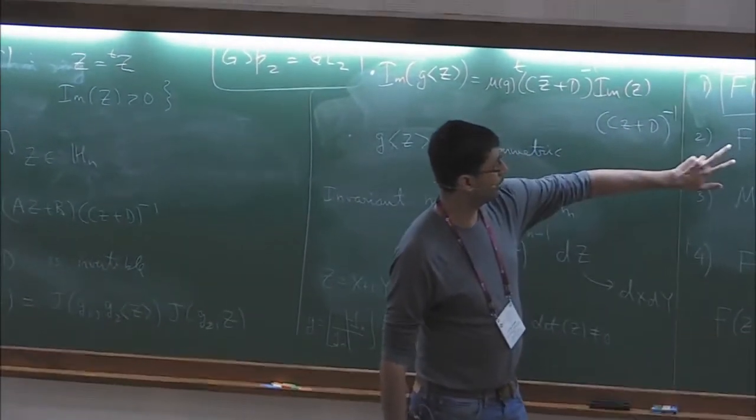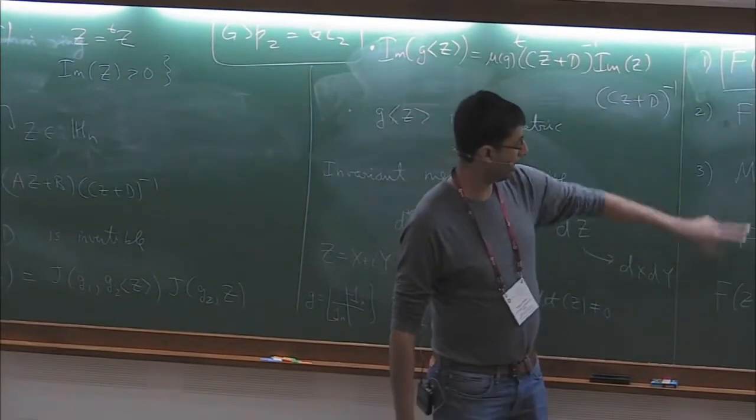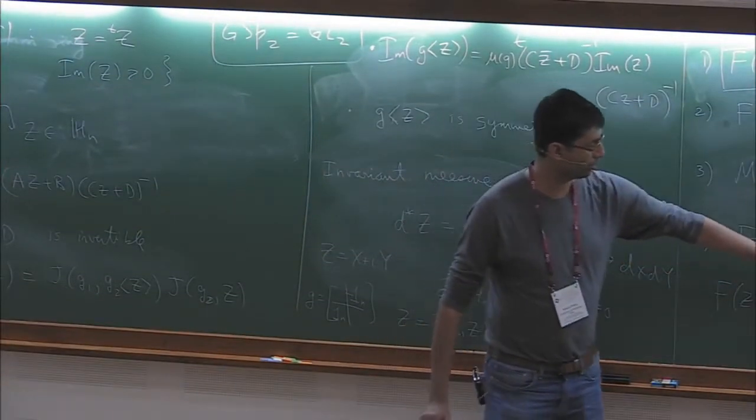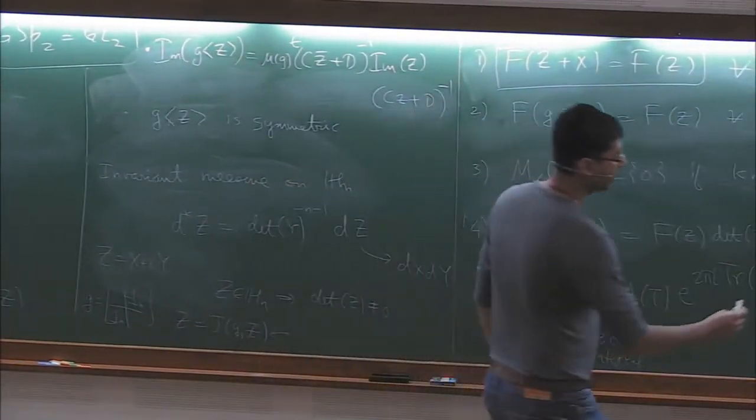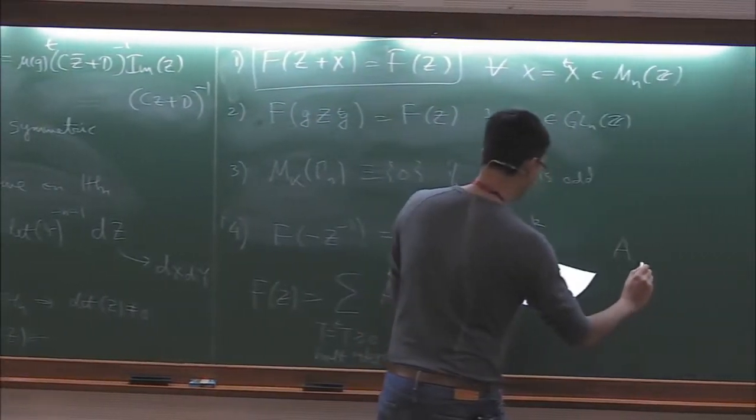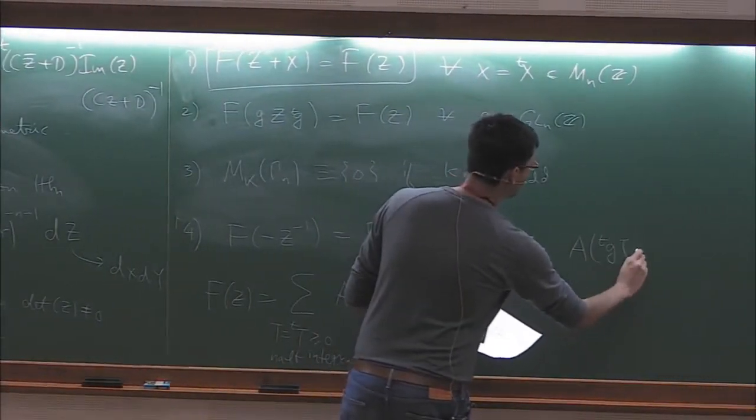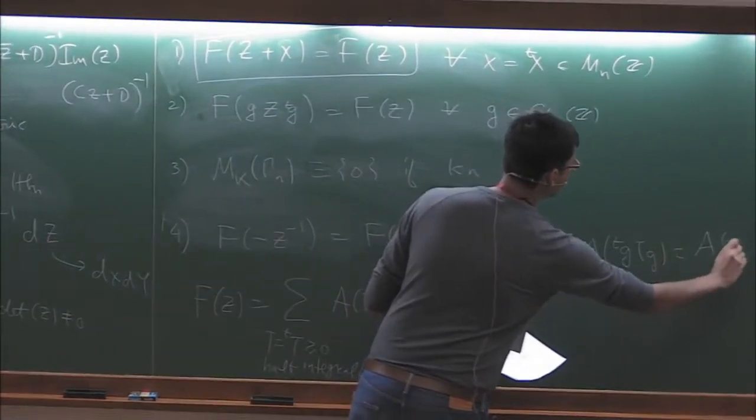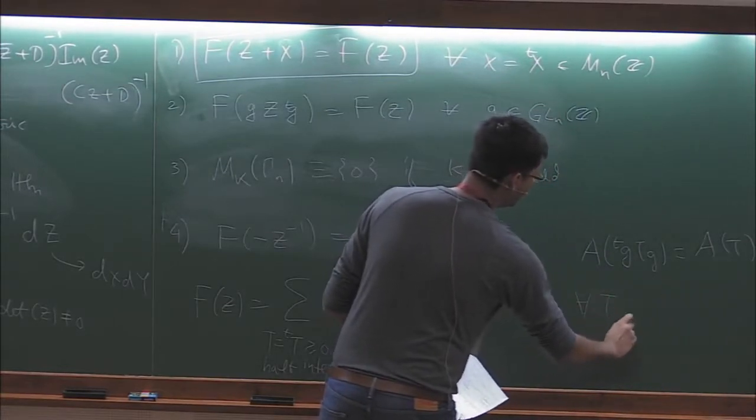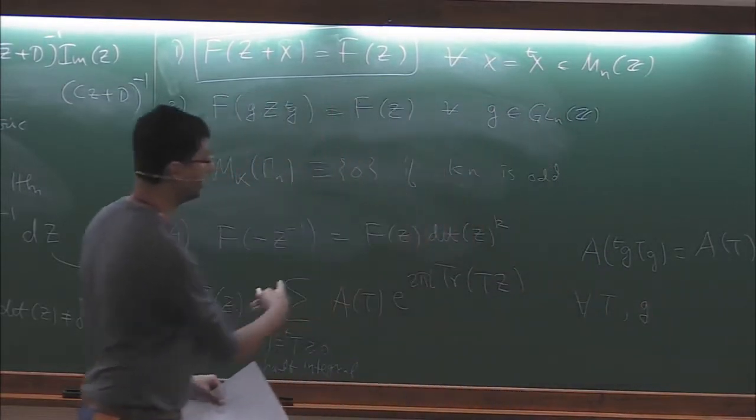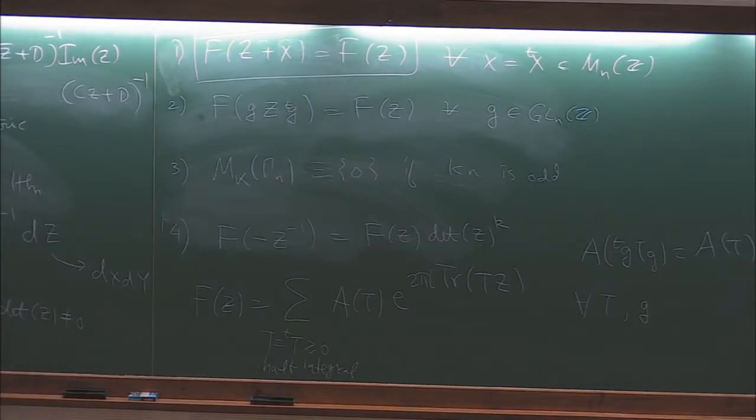And for example, something like this, if you apply it to this Fourier expansion and do a suitable change of variable, you get A of G transpose Tg is A of T for all T and G. So G is up here and T is down here. So these Fourier coefficients have a natural invariance.